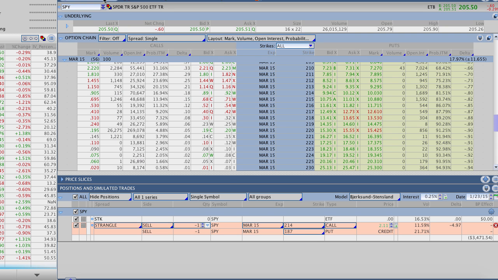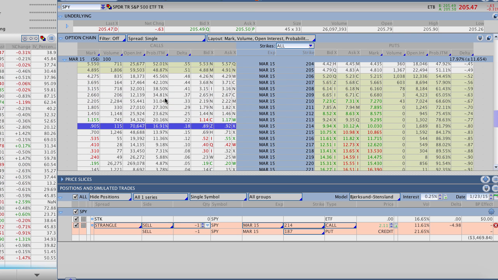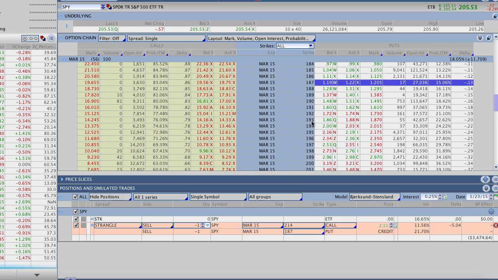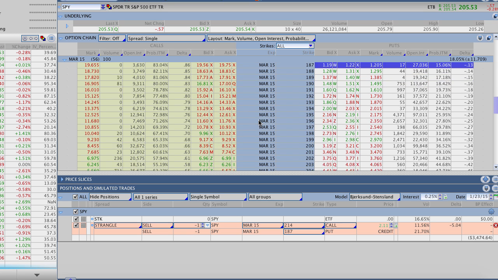Now, each of those sides is at about a 15% probability of success. And you can see the market's moving a little bit as we're doing this video. But you can see this 214 call is right at about a 15%, about 2% higher. And on the bottom side, the 187 is right at a 15% probability of being in the money, so probability of losing. So that's how we're going to place this trade.